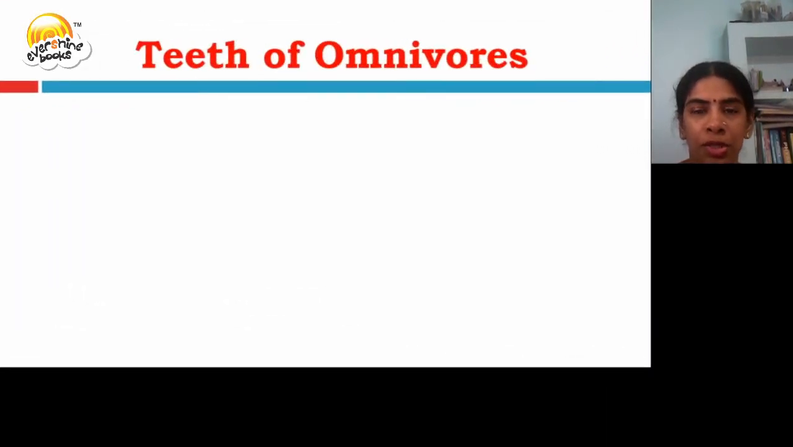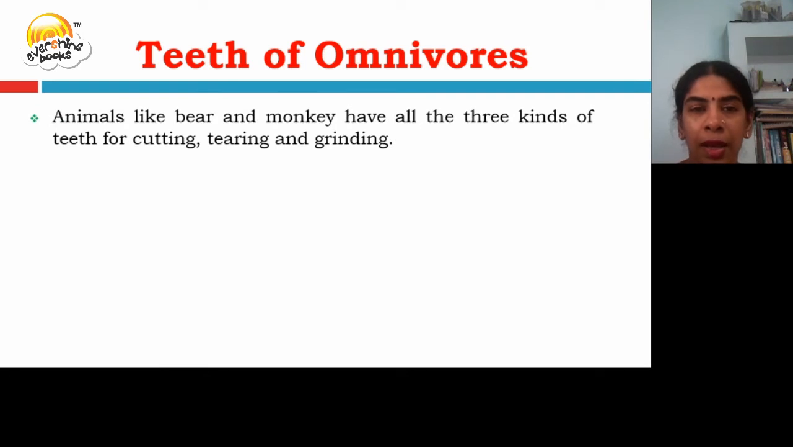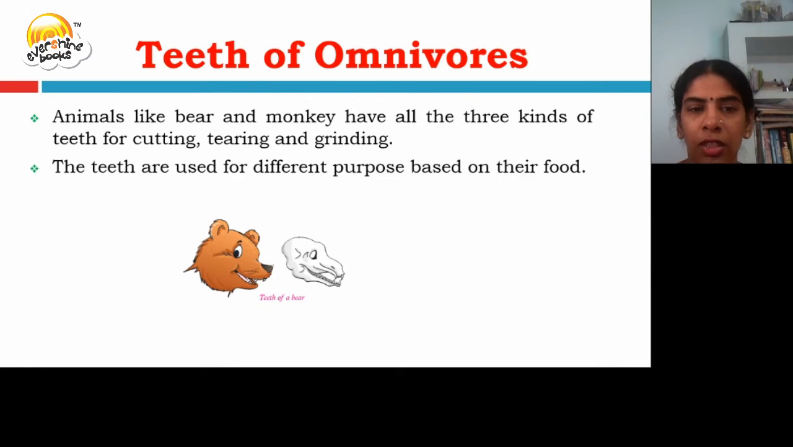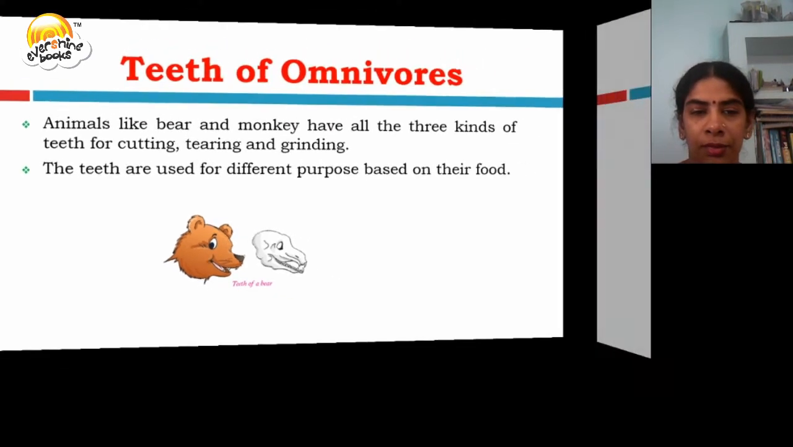Teeth of omnivores. Animals like bear and monkey have all three kinds of teeth for cutting, tearing, and grinding. The teeth are used for different purposes based on their food.